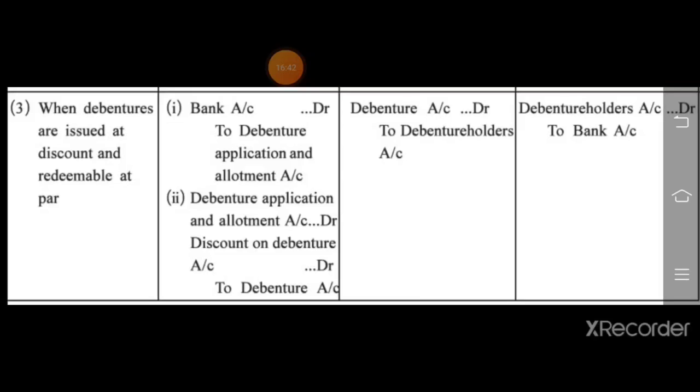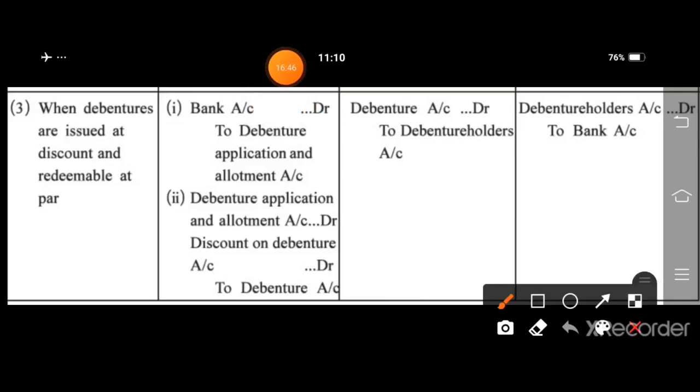Now, third entry, when debentures are issued at discount and redeemed at par. Suppose 100 rupee debenture is there, we are issuing at 10% discount, so 90 rupees, and we are paying 100 rupees. So first entry would be here, bank account debited to debenture application and allotment money account.